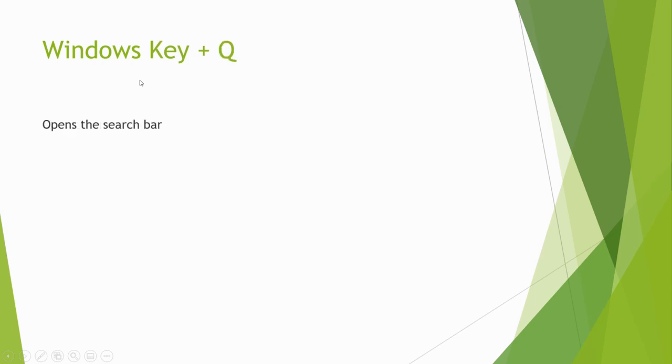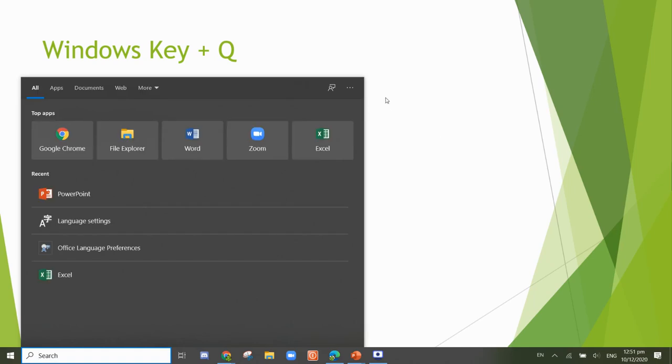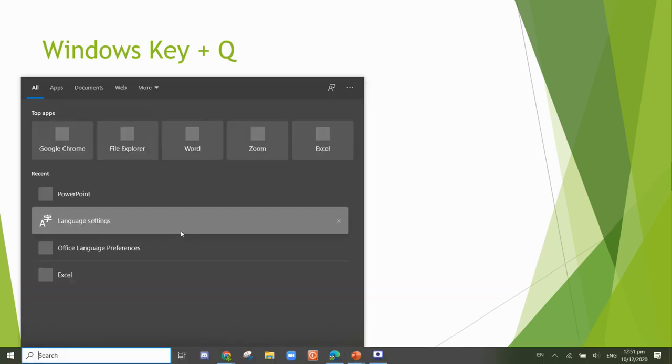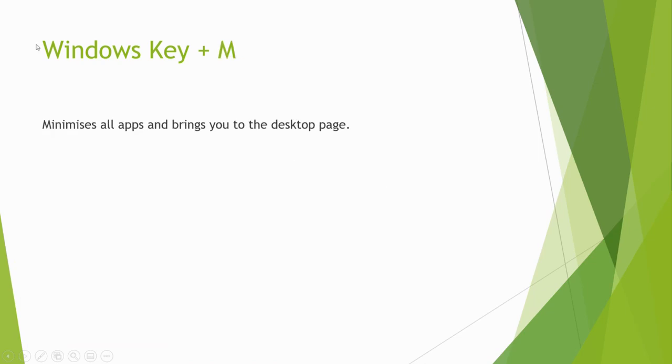Windows logo key plus Q opens the search bar. Well, Windows key plus S also does that for you. Windows key plus M minimizes all apps and brings you to your desktop page. So if I do Windows key plus M, it brings you to your desktop.